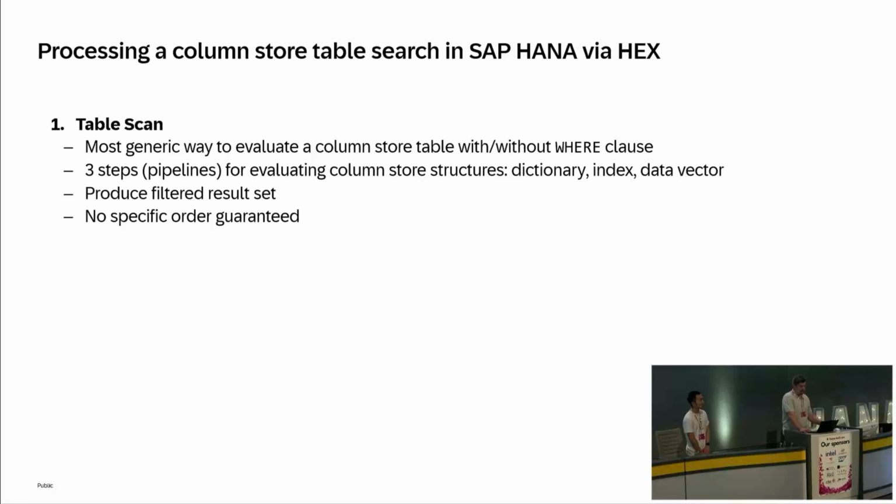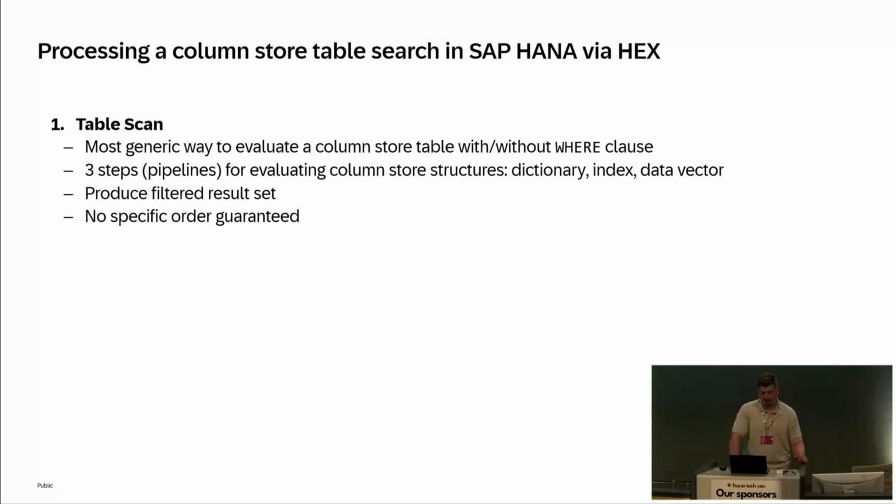The table scan consists of three pipelines or steps to evaluate the different column store structures. In the first step, we evaluate the dictionary typically. In the second step, the index, if it's available. And in the third step, the data vector. Table scan produces a filtered result set, but it doesn't guarantee a specific order. So if the user wants a specific order, then you need to put an order by on top of it.